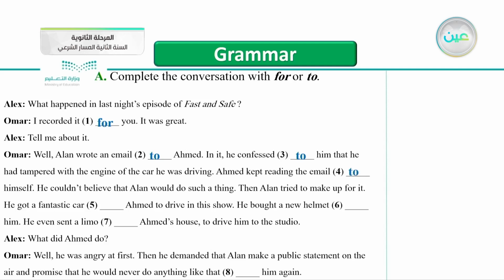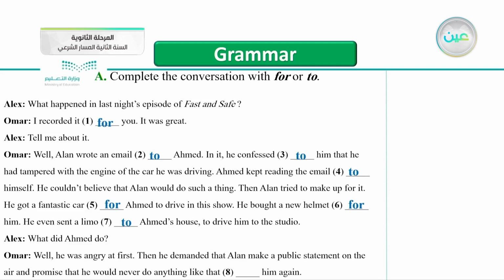Yes, to himself. So you could be the recipient of the verb. It's okay. He couldn't believe that Alan would do such a thing. Then Alan tried to make up for it. He got a fantastic car, yes, for Ahmed as a help again to drive in this show. He bought a new helmet, yes, for him. He even sent a limo to Ahmed's house. Very good. To Ahmed's house. He even sent a limo to Ahmed's house to drive him to the studio.